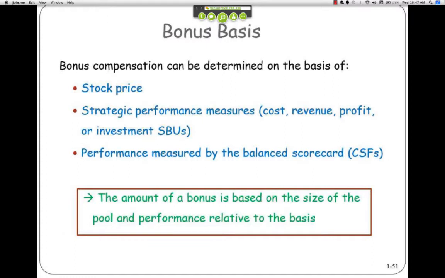The basis. You have the stock price as a basis, far less controllable by the individual, but clearly aligned with the shareholder value. How well your unit performed, aligned with the individual. Might be short-term oriented if you're not careful. And the balanced scorecard, if done right, very much aligned with the individual and potentially long-term oriented.